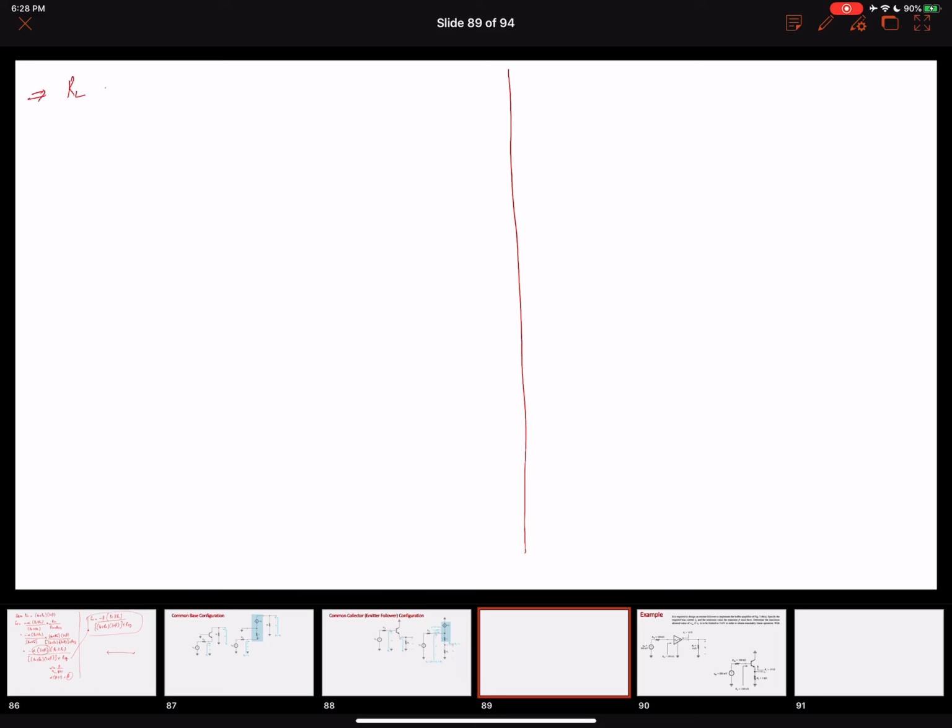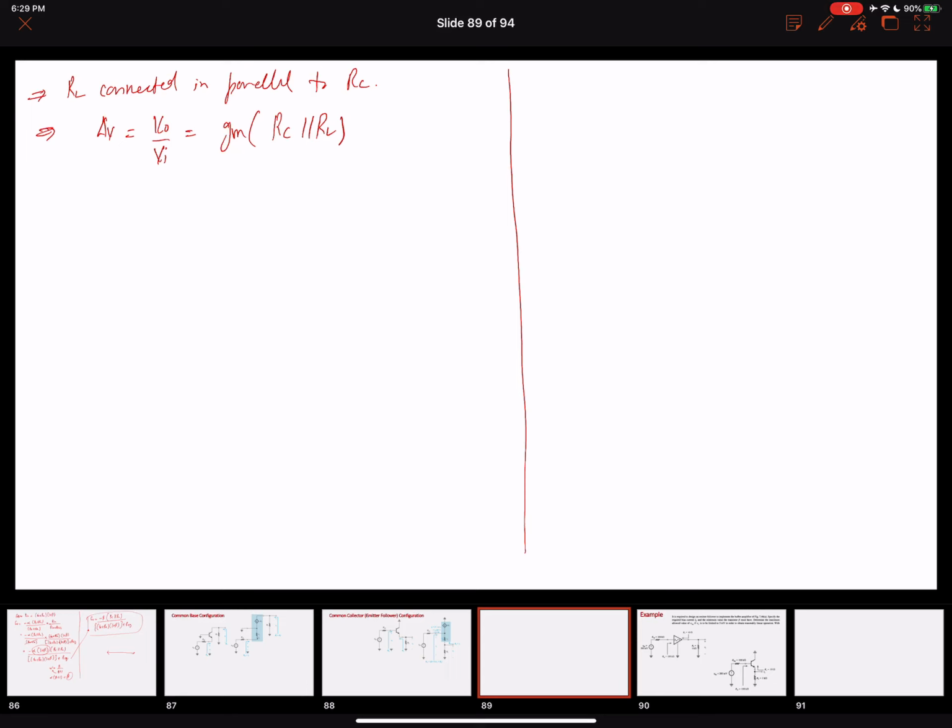Now RL is connected in parallel to RC. So if our RL is connected to RC, then this will simplify our analysis. Our voltage gain now, V naught over VI with RL connected, will be equal to GM times RC in parallel with RL. Now we have a load resistance that is also connected.